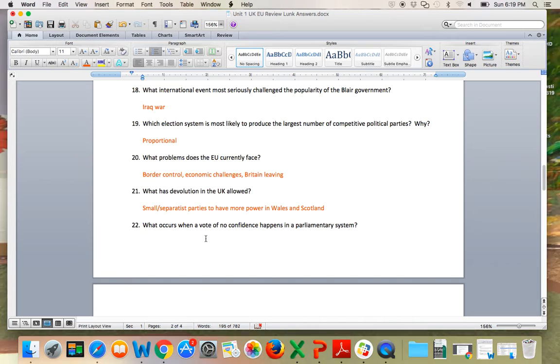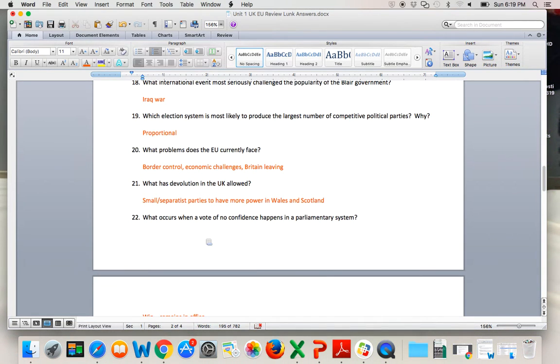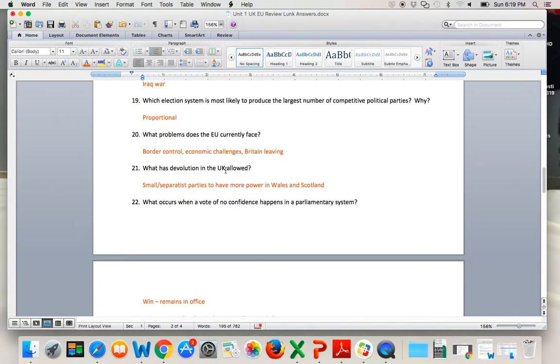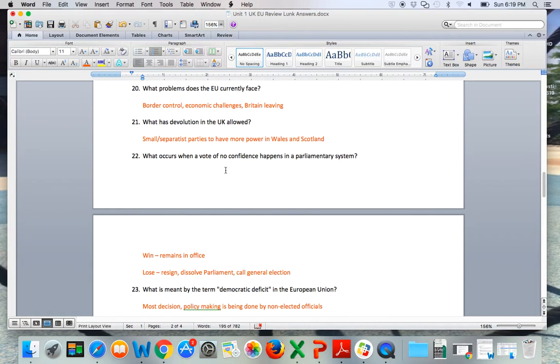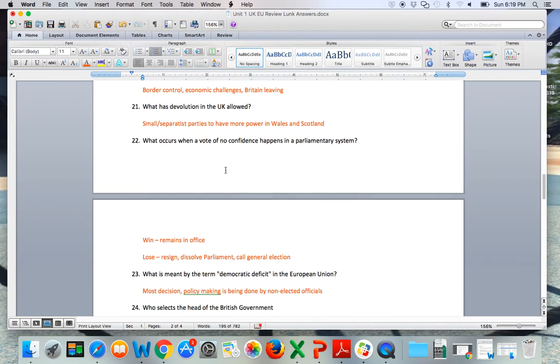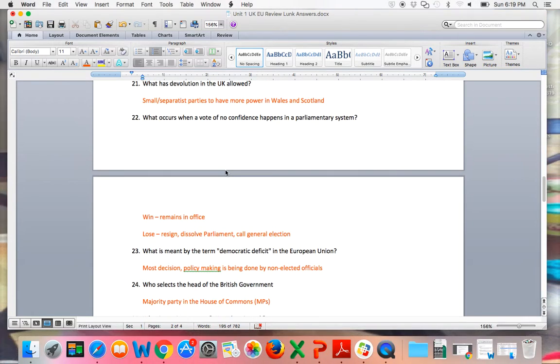The EU right now is facing border control, economic challenges, as well as Britain leaving. Devolution is occurring in the UK. And what has it allowed? It's allowed small and separatist parties such as the Scottish Nationalist Party to gain more power in those countries.